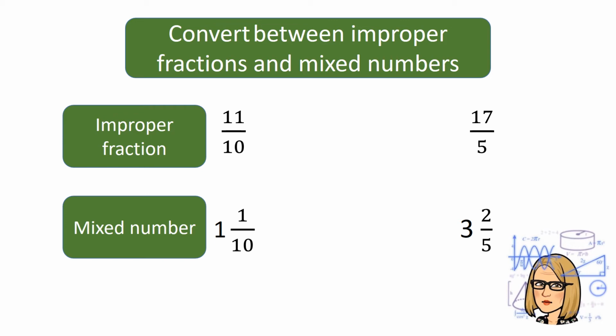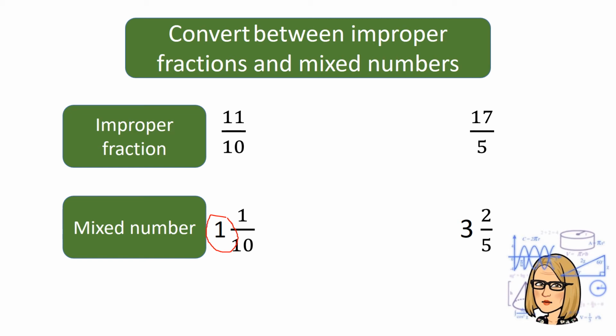You need to be able to convert between improper fractions and mixed numbers. So if I wanted to convert this improper fraction, 11 over 10, into a mixed number, the first thing I do is see how many 10s are there in 11. Well, there's 1. Which is where I get this whole from. And I've got 1/10 left over.